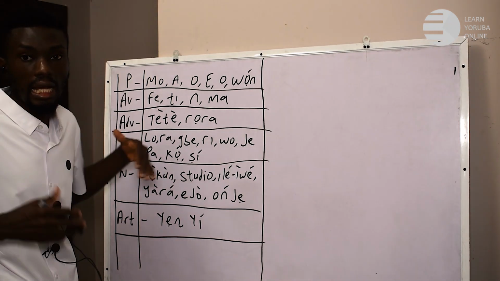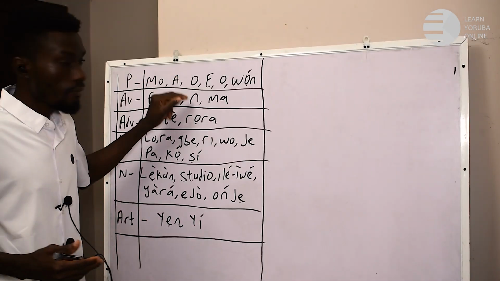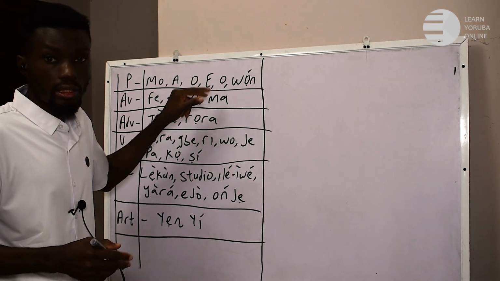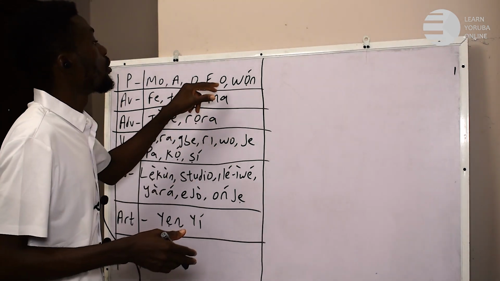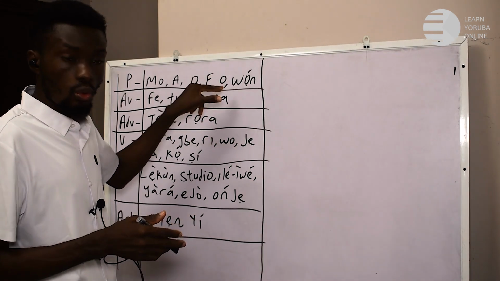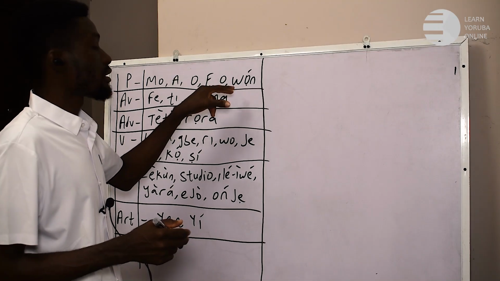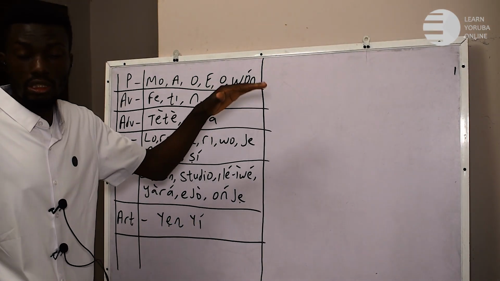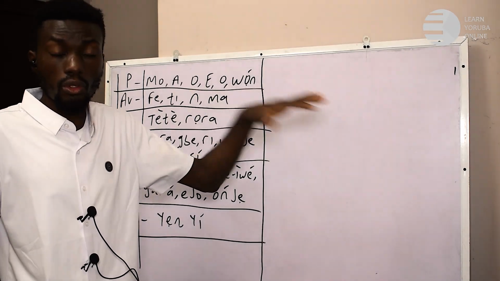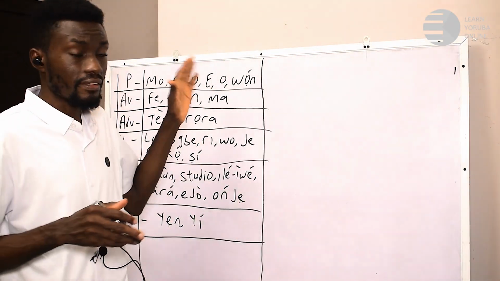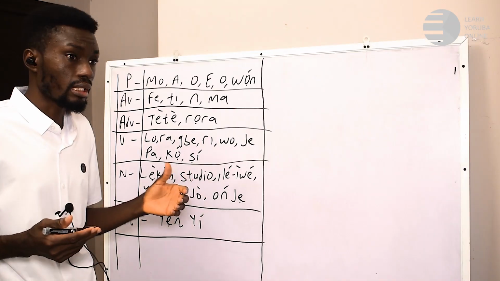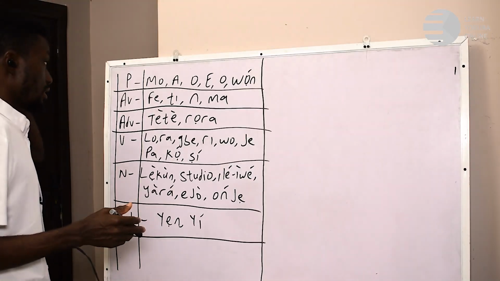Mo, which is used like I, a, we, o, you, is also you in the plural form, e, and won is they. Of course, this is not exhaustive of all the narrative voices that we have. If you want a more exhaustive form of the narrative voice, you can consult one of the videos that I did on the narrative voices in the Yoruba language. It's in a series and it's actually a very good one.